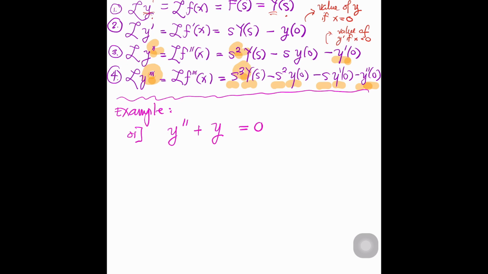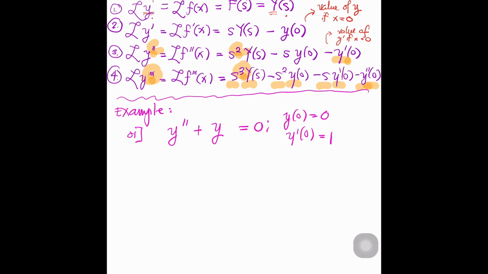So we have limits, for example here, y of 0 is equal to 0, y prime of 0 equal to 1. It means that the limits given in the equation are: if x is 0, the value of y is 0. If the value of x is 0, the first derivative is 1. So let's apply what we learned a while ago. For the first example, y double prime plus y equals 0.